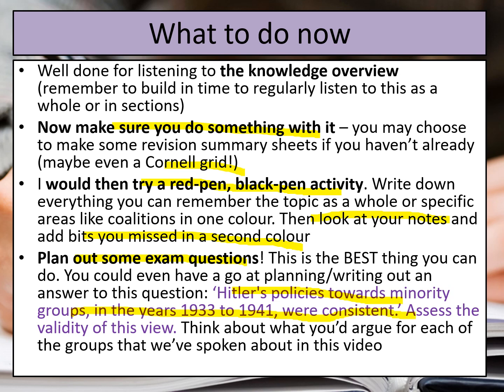You could do a revision activity where you think about each of the different groups, for instance, the policies towards disabled, the Roma and Sinti, asocials, homosexuals, and you could think about what you'd argue for each group. Would you say for every group that the policies were consistent? Were they more consistent for some than others? Did they change over time? Did they all have the same aim?